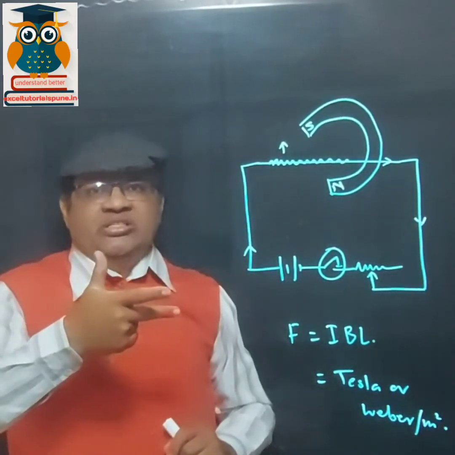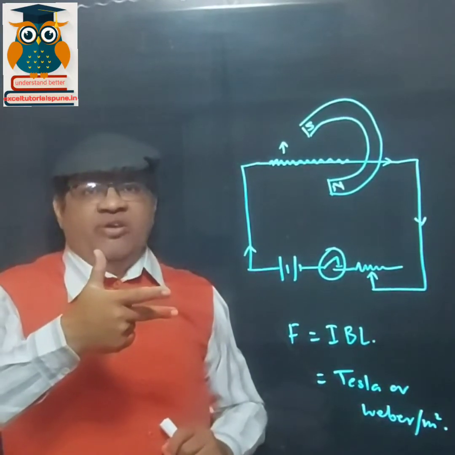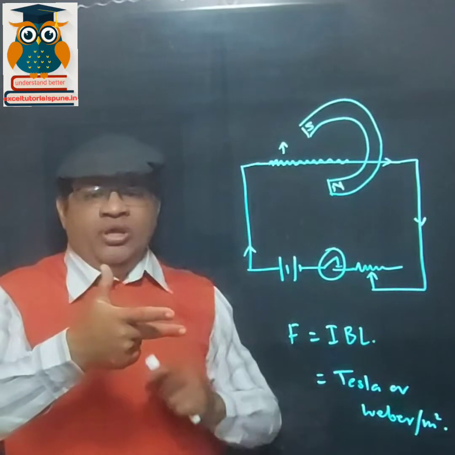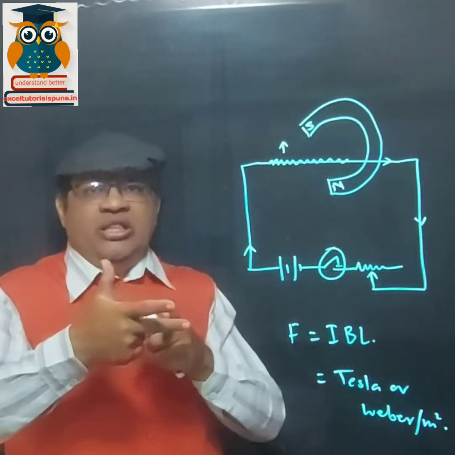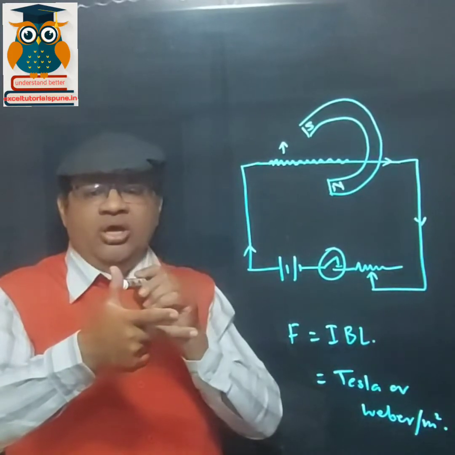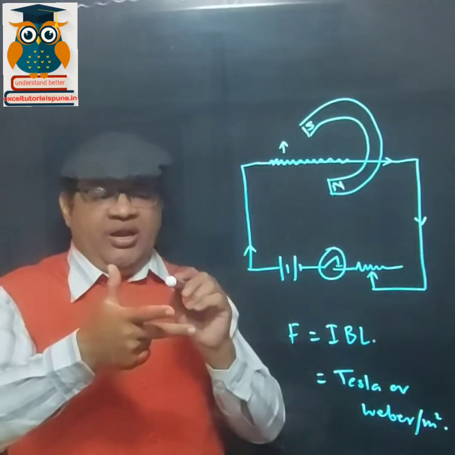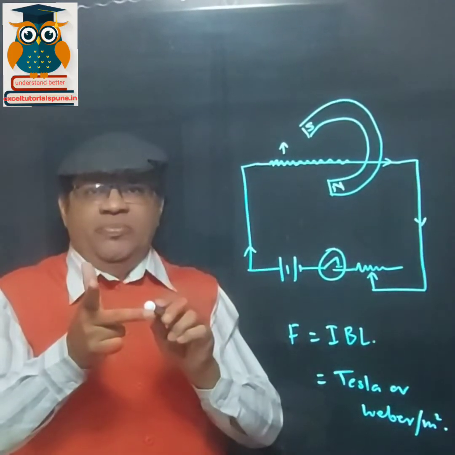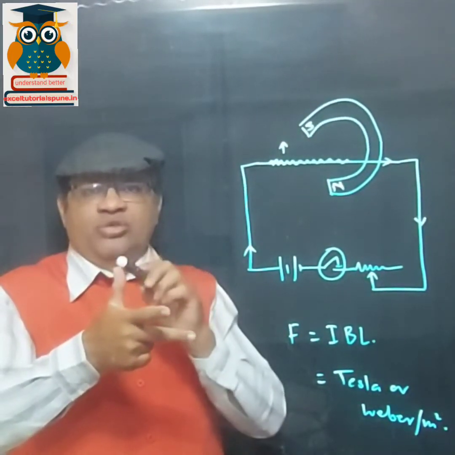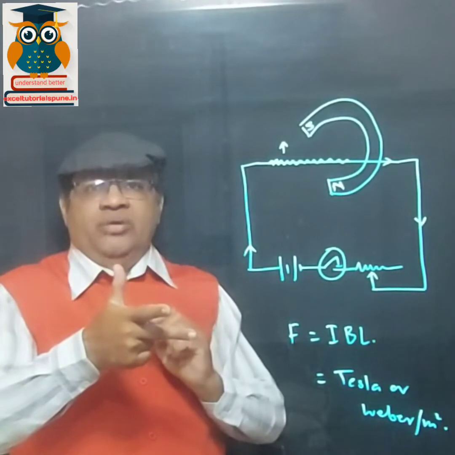Okay, so did you understand Fleming's left hand rule? Imagine you hold your left hand in such a way that the thumb, the forefinger and the middle finger are perpendicular to each other. The current is denoted by the middle finger, the magnetic field by the forefinger, and the force by the thumb.